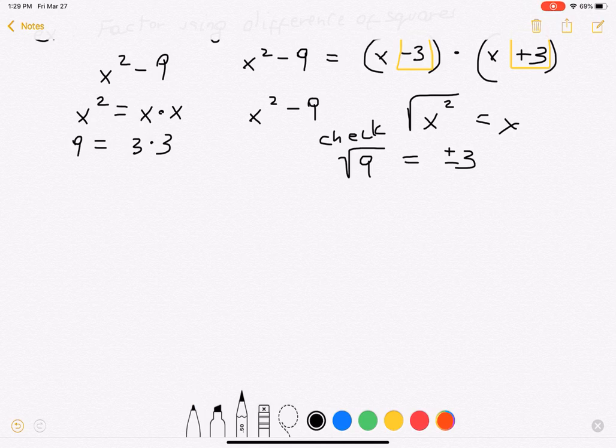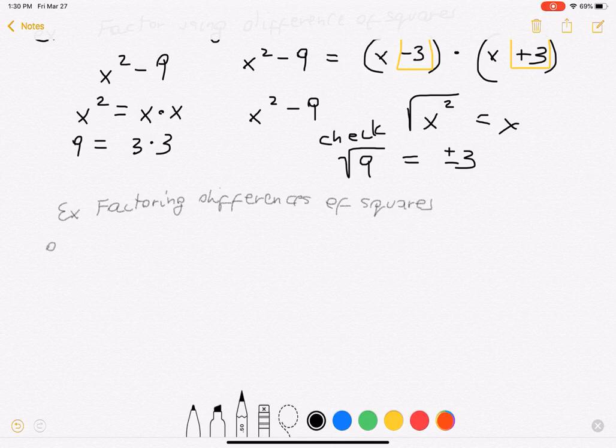So, more examples. Okay, factoring difference of squares. Okay, let's do the first one. X squared minus 64 again.